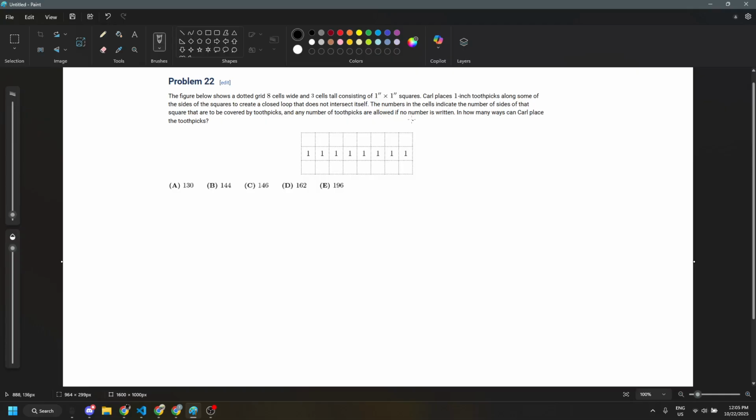Carl places 1 inch toothpicks along some of the sides of the squares to create a closed loop that does not intersect itself. The number in the cells indicates the number of sides that the squares are to be covered by toothpicks, and any number of toothpicks are allowed if no number is written. In how many ways can Carl place the toothpicks? The number in the cells indicates the number of sides that are to be covered by toothpicks.